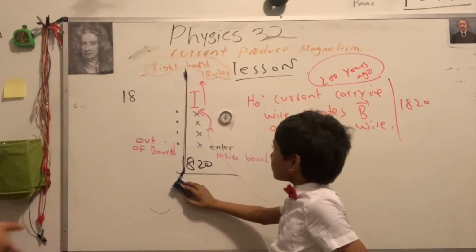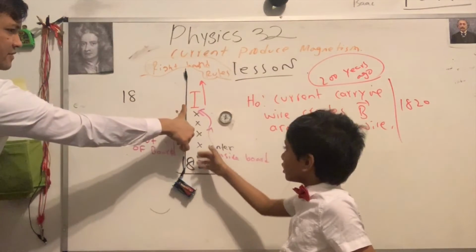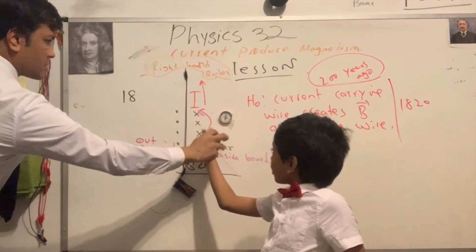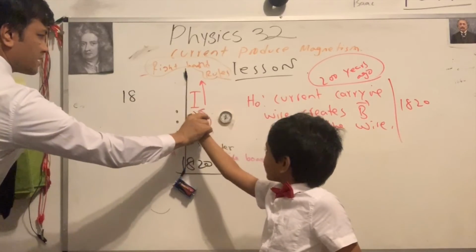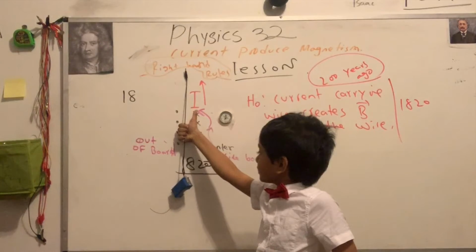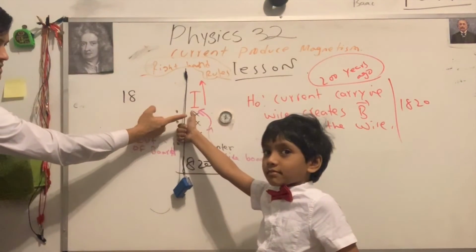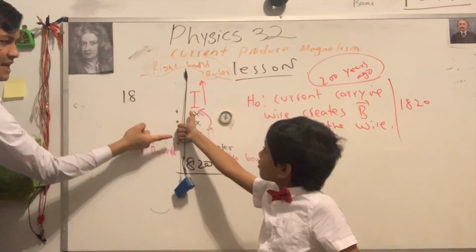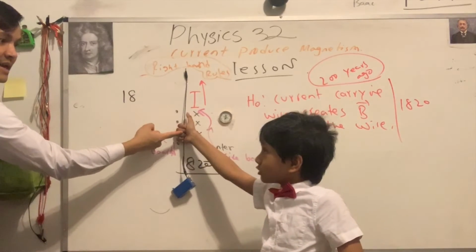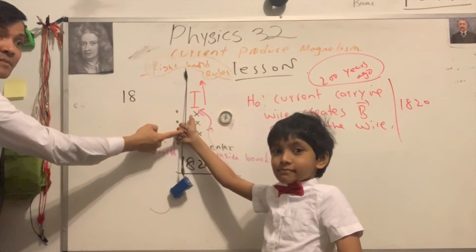So the thumb points from the battery, in the direction of the current. You have to go in the direction of the current, and curl your fingers. Okay, now his thumb is in the direction of the current, and he curls his fingers around the wire, and that's the direction of the magnetic field.